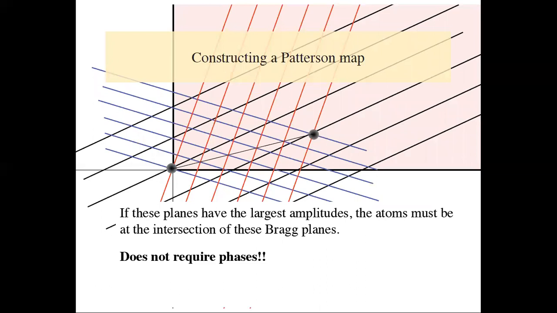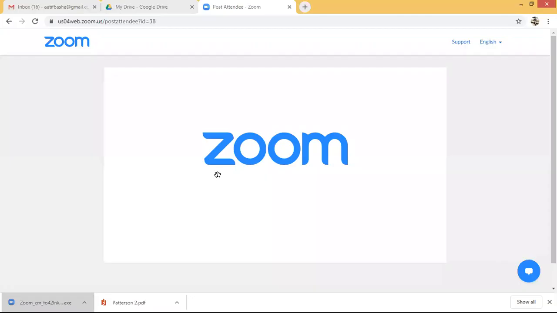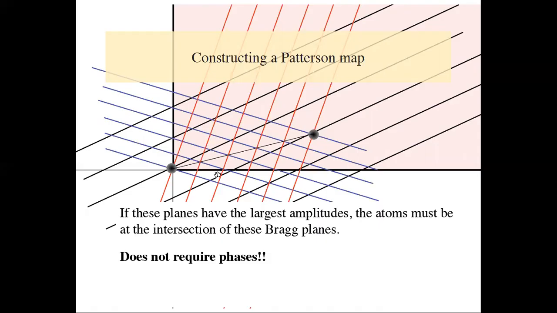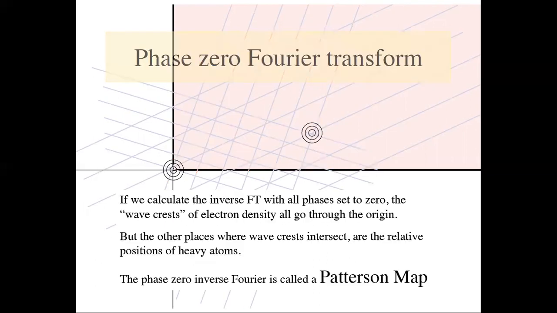Thus, in constructing a Patterson map, if this plane has the largest amplitude, the atom must be at the intersection of these Bragg planes, which doesn't require phases. So this is the phase 0 Fourier transform, for two atoms. If we calculate the inverse Fourier transform with all phases set to 0, the wave crests of electron density overlap at the origin, but at other places where wave crests intersect are the relative positions of the heavy atoms. The phase 0 inverse Fourier transform is called the Patterson map.